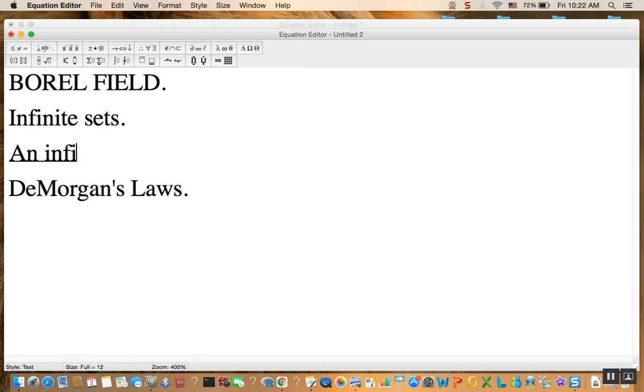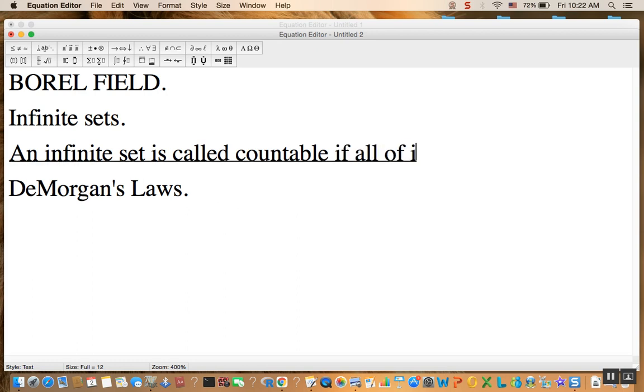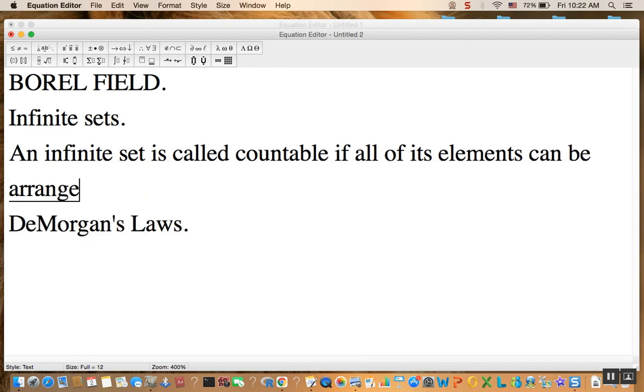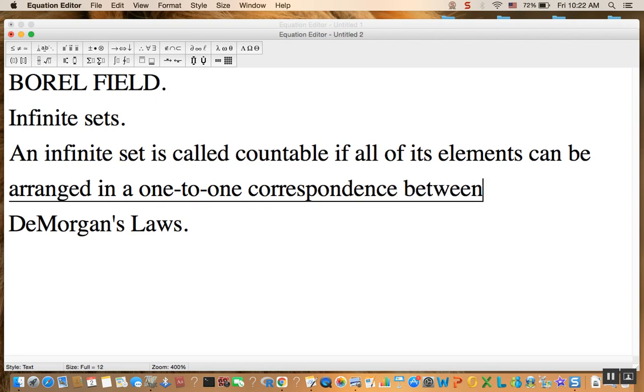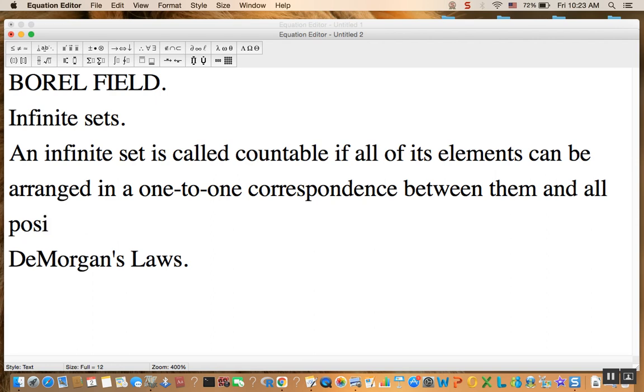An infinite set is called countable if all of its elements can be arranged in a 1-to-1 correspondence between them and all positive integers.